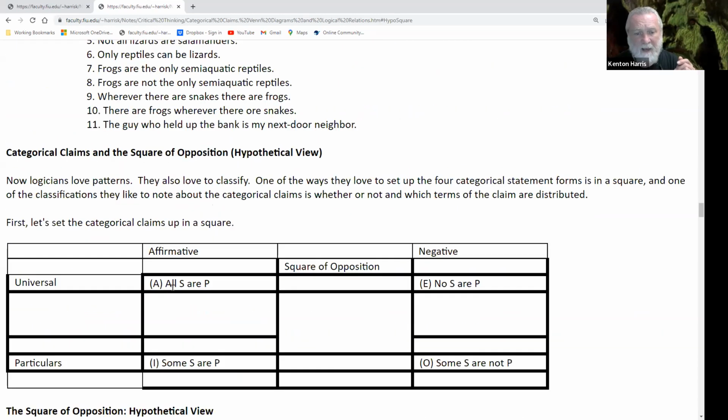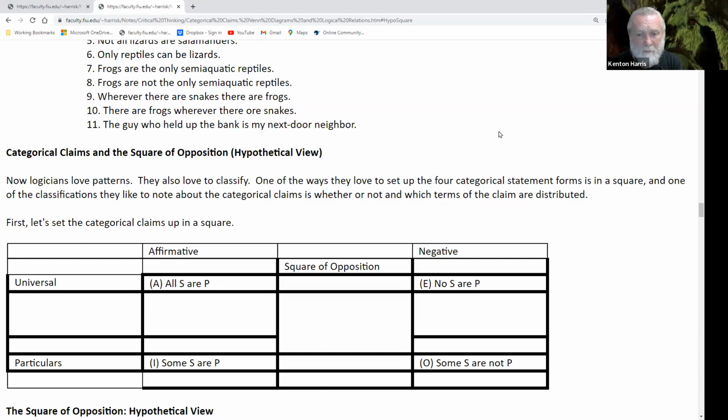So notice, if the A claim is true, the O claim must be false. And if the O claim is true, the A claim must be false. This is the logical relationship of contradiction. Contradiction: two statements are contradictory statements if they cannot both be true at the same time and they cannot both be false at the same time.